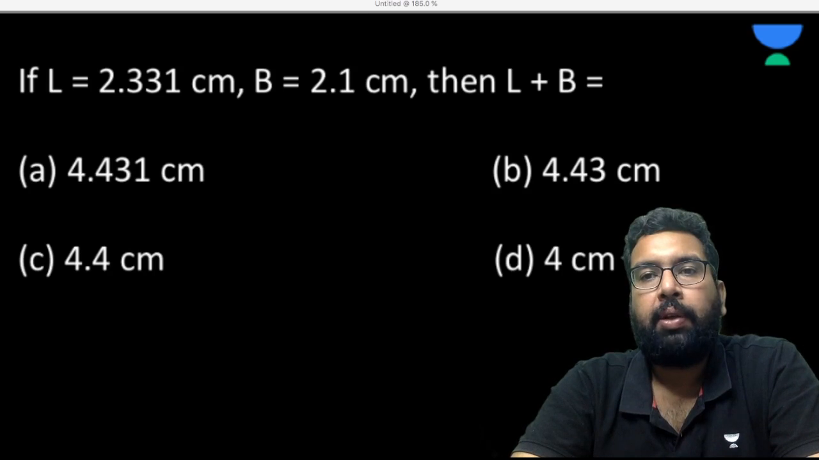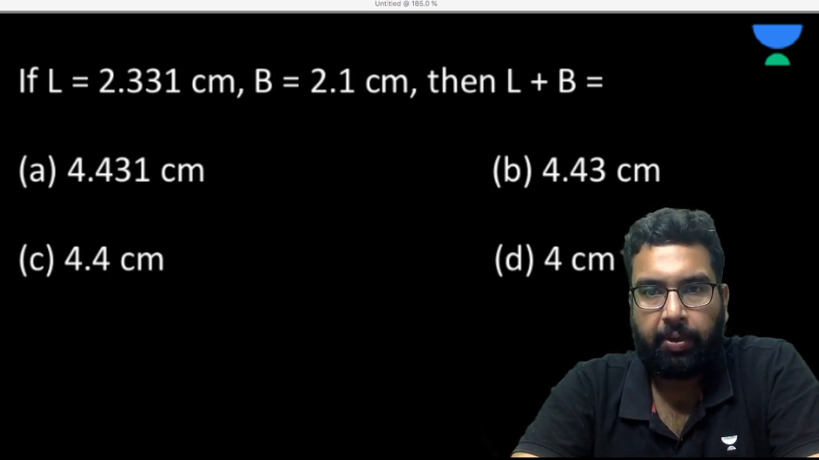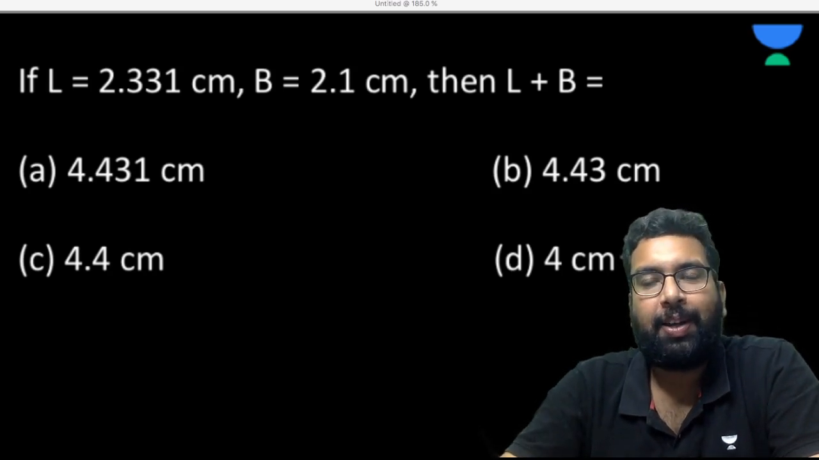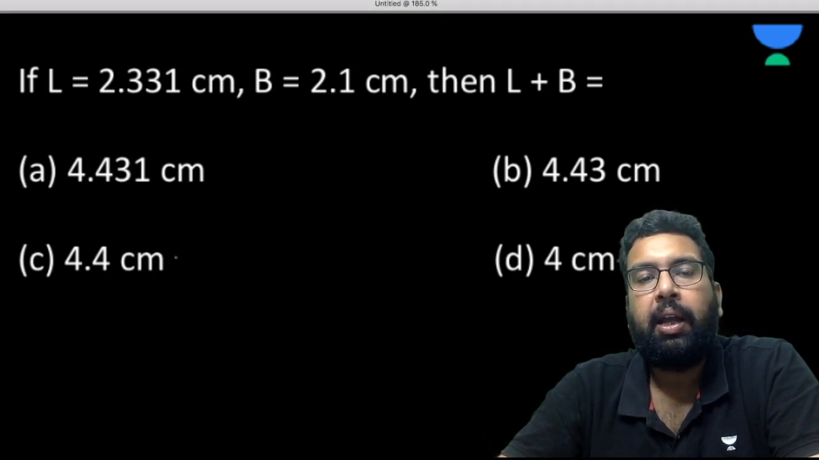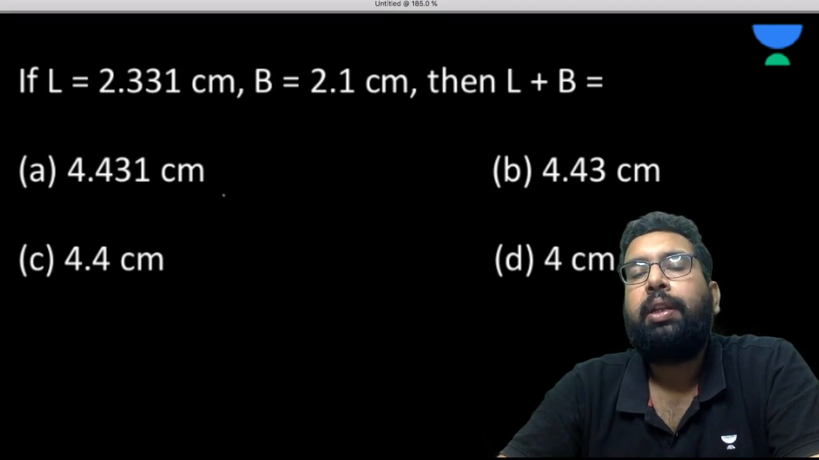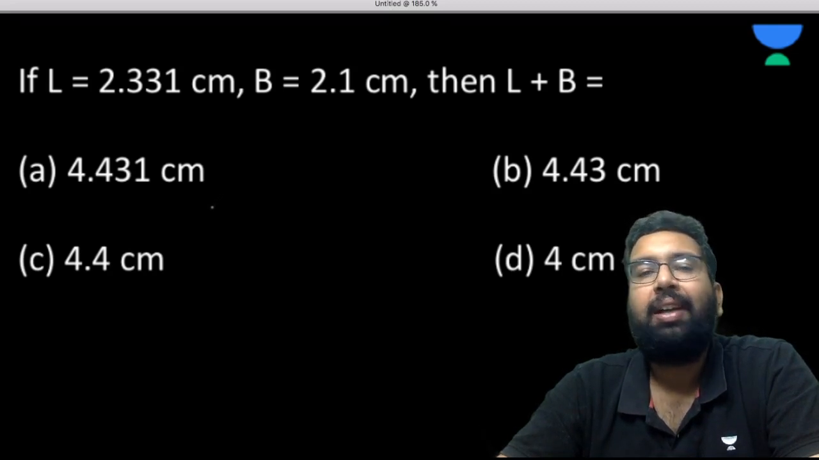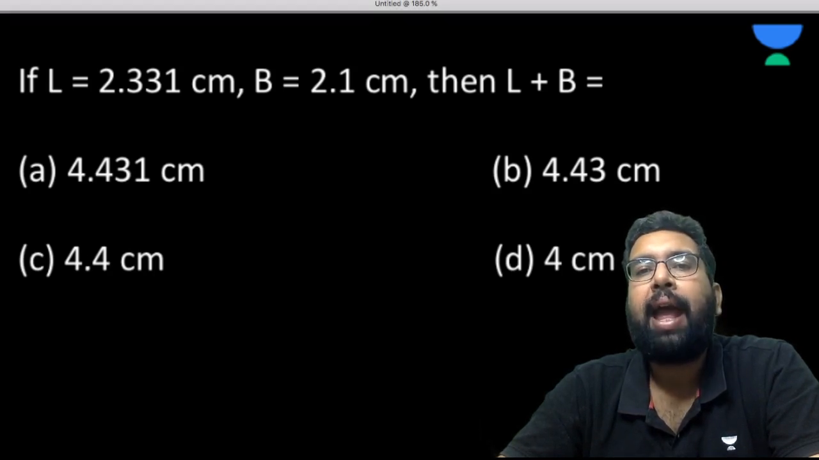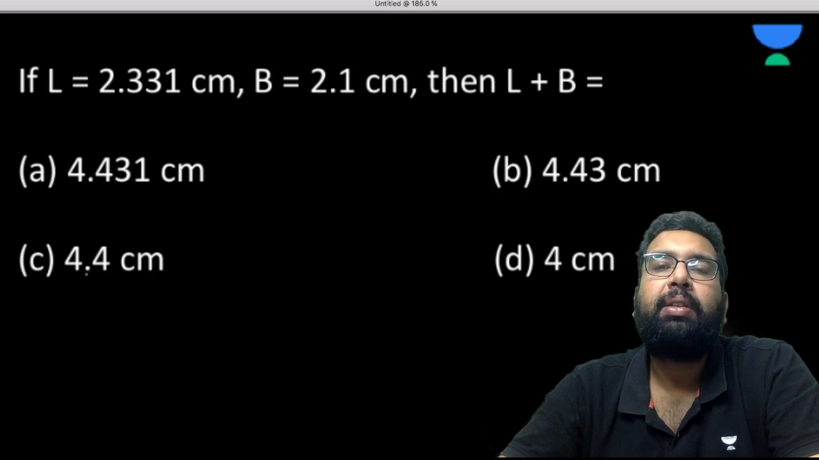So if L is equal to 2.331 centimeter and B is equal to 2.1 centimeter, then L plus B is equal to what? Now what is the concept we have? When two measured values are added, the result of the addition must be rounded off to the same number of decimal places as present in the value with the least decimal places.